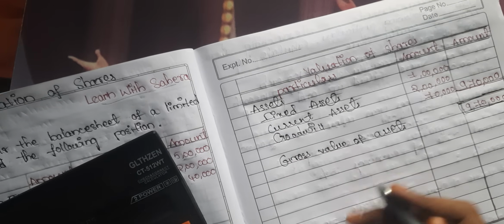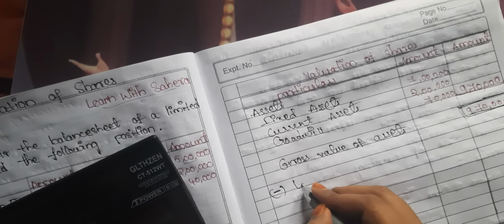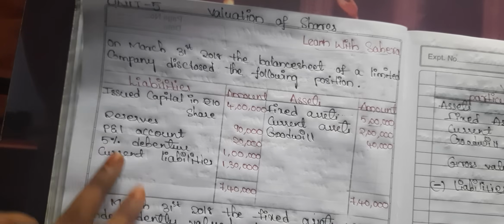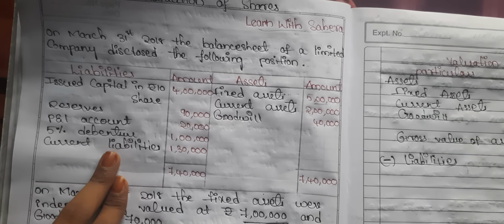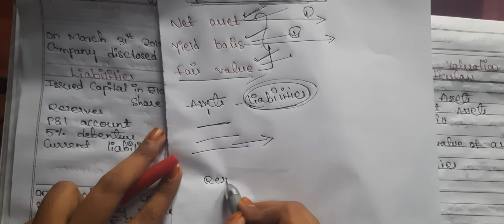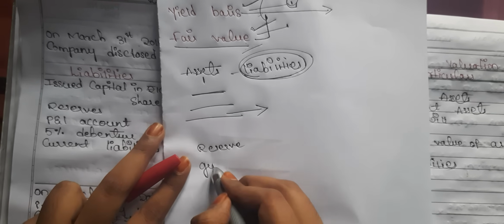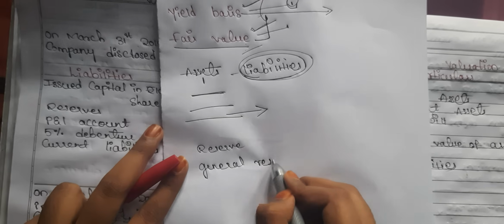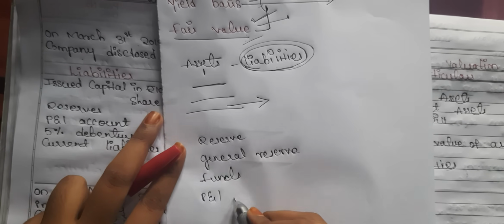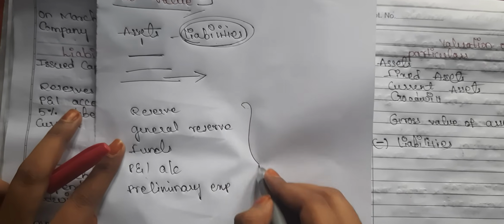After assets, what did I say you need to do? Yes, you need to minus the liabilities. But remember, in the liabilities, if you find any reserve, any general reserve, any funds, P&L account, or preliminary expenses, you should not consider these.